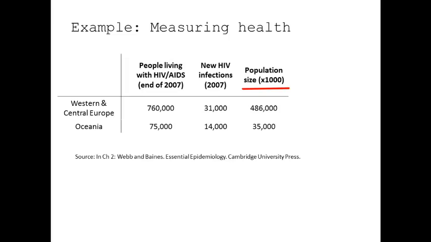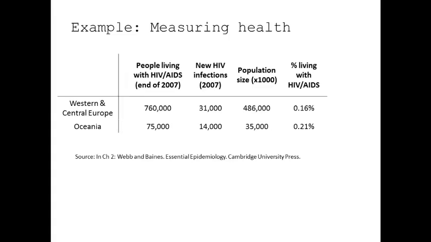So the number of people in Western and Central Europe is 486 million. So clearly these are different population sizes, so how can we describe and compare these numbers better? Well, we can first of all give the percentage of people with HIV in each region. So at the end of 2007, 760,000 of 486 million people, or 0.16%, were living with HIV in Western and Central Europe.